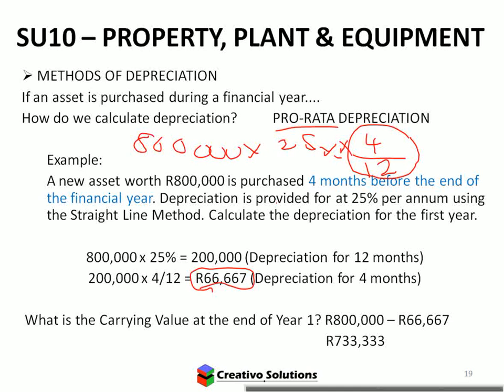So you're not looking at the whole year because I haven't used the asset for the whole year. Think about it, this asset was bought and it was only used for 4 months. So the carrying value is only going to be for 4 months. Does that make sense? Perfect. Happy with that?